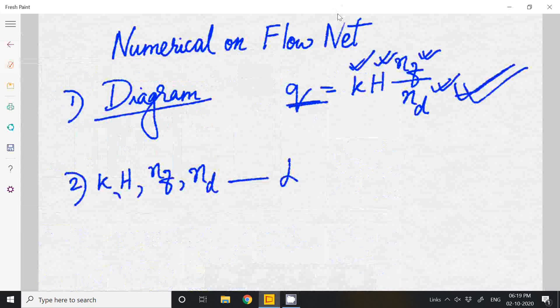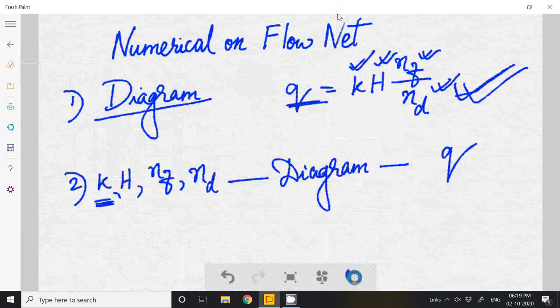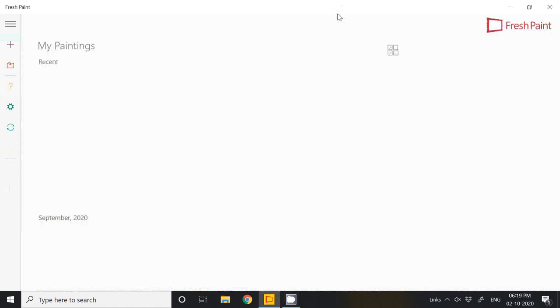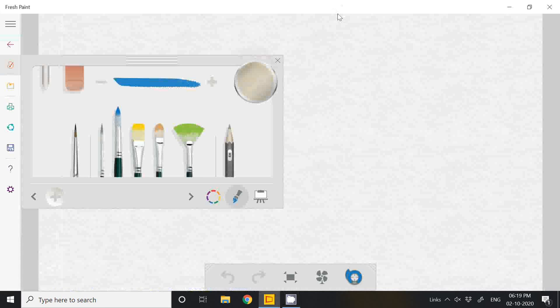Then you have to draw a diagram using these values. K is not required in diagrams. You have to draw the diagram using these values, and then you have to find q. So everything is interrelated. Let us do one problem where the diagram is provided to us, and then we have to find out the total discharge, which is q.